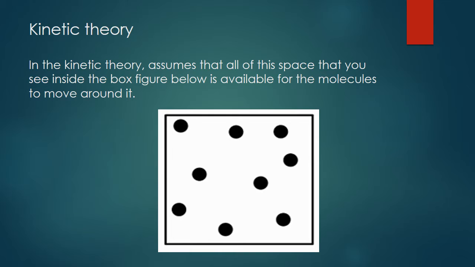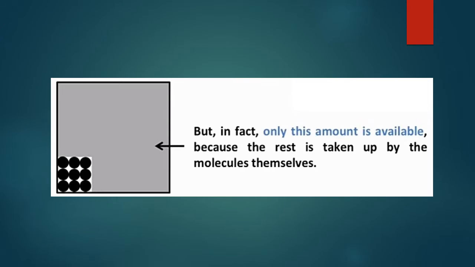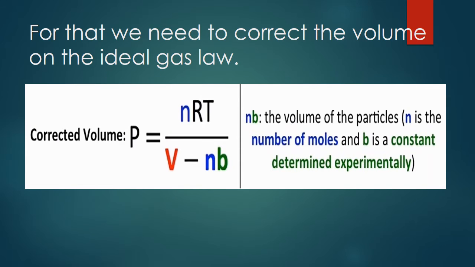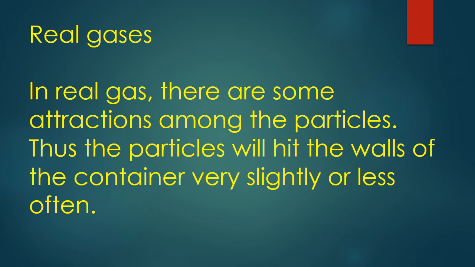figure below is available for the molecules to move around in. But in fact, only this amount is available because the rest is taken up by the molecules themselves. So for that, we need to correct the volume in the ideal gas law. Corrected volume: P is equal to nRT over V minus nb, where nb is the volume of the particles, n is the number of moles, and b is a constant determined experimentally.